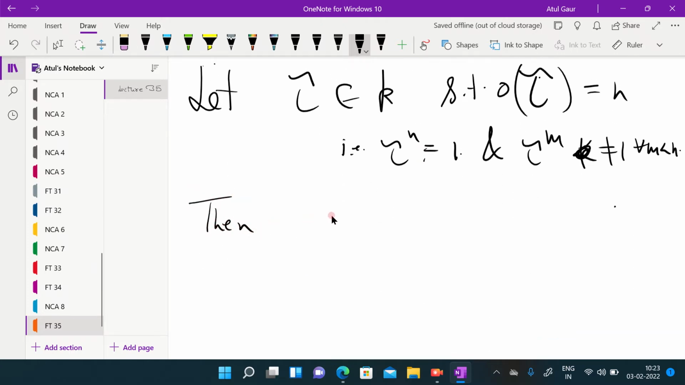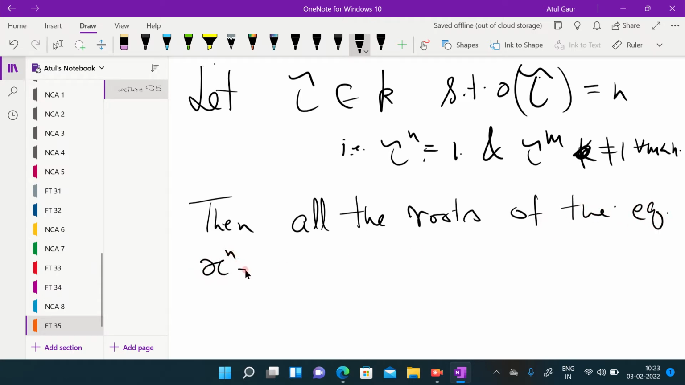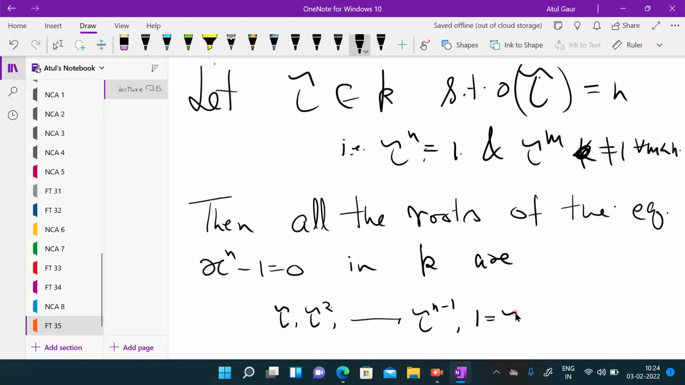Then all the roots of the equation in K are: one is tau because tau naturally satisfies this, tau square will also satisfy this, tau n minus 1 will satisfy this, and then 1 which is tau power n. Is that fine?